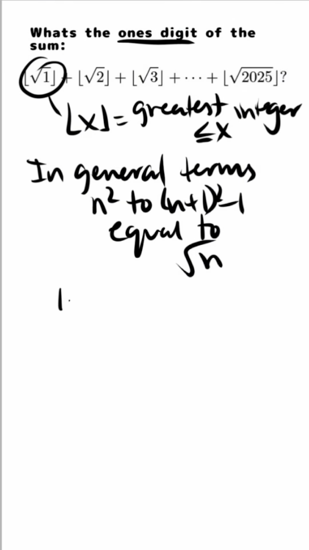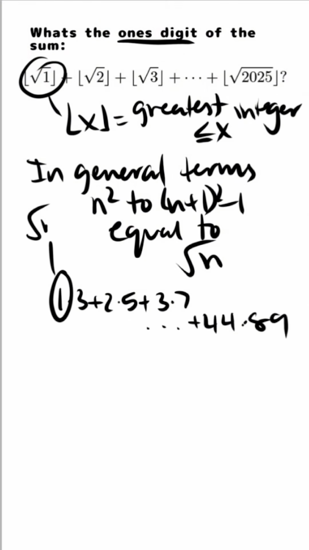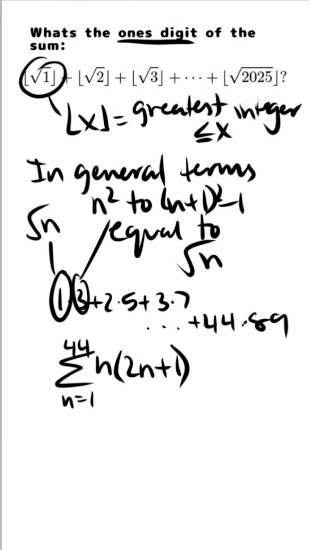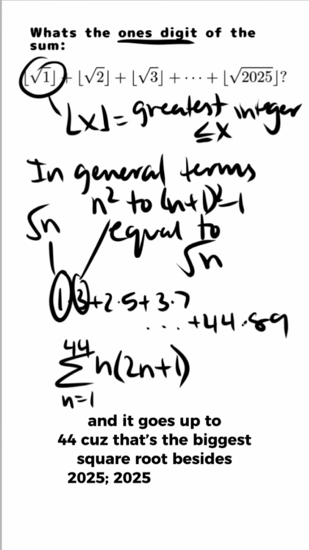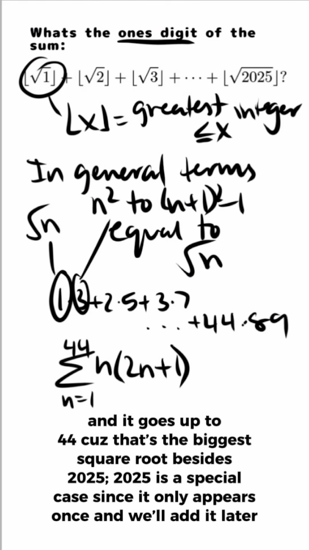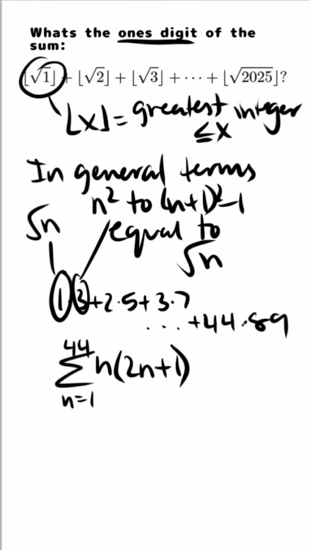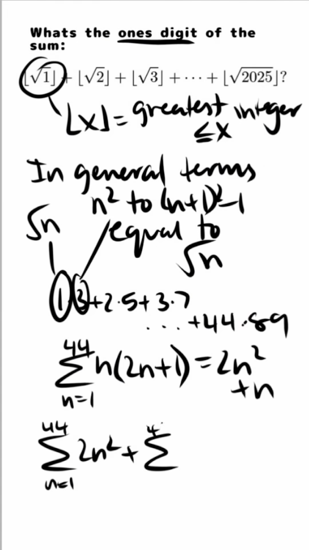Writing out the sum, we get 1 times 3 plus 2 times 5 plus 3 times 7 all the way up to 44 times 89, which can be written as a summation, sigma n = 1 up to 44, of n times (2n plus 1). This can be derived from the fact that from term n squared to (n plus 1) squared minus 1, there are the absolute difference of those two, plus 1 terms. Then we can expand and separate this into two summations as shown.